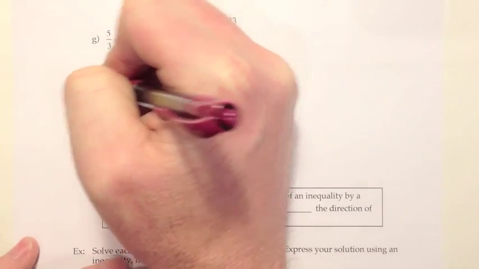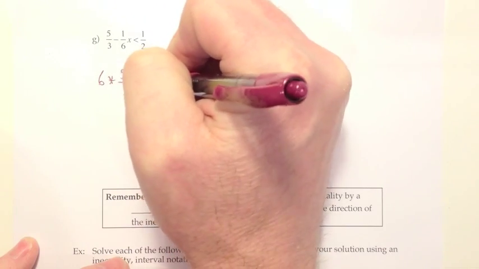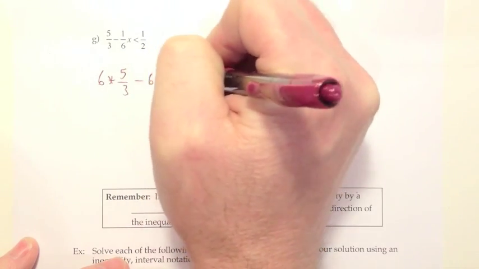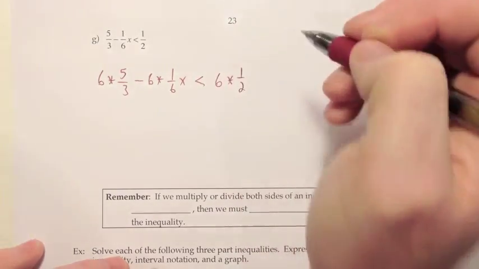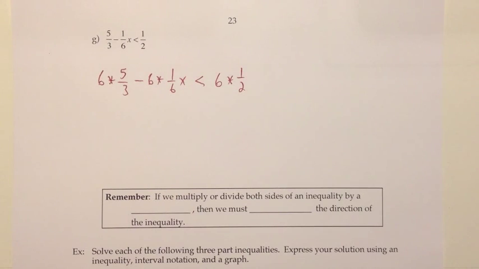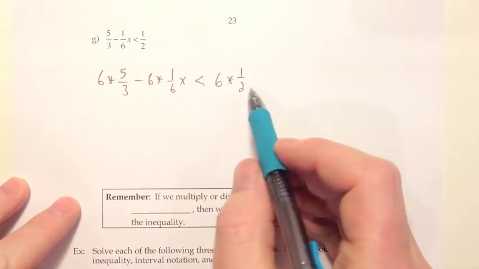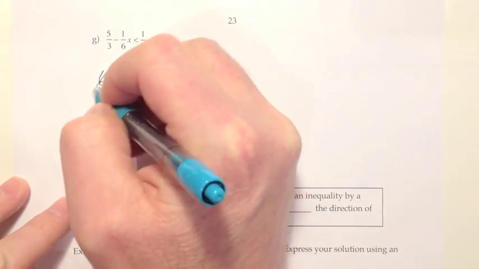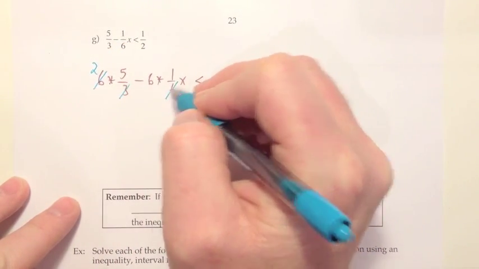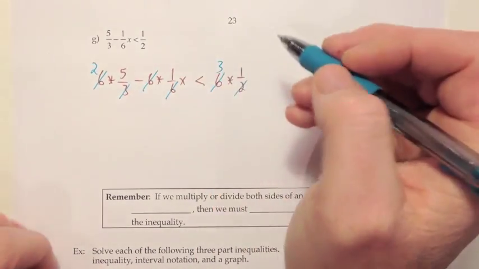So I would take each term and I would multiply that by 6. So 6 times 5/3 minus 6 times 1/6 x, and that would still be less than 6 times a half. It would still be less than because as long as we're not multiplying by a negative, the inequality continues to point in the same direction. And then just showing the canceling here, and this is the reason we multiplied by the 6, it should make all the fractions go away. This denominator of 3 goes into this 6 twice. This denominator of 6 cancels that 6. This denominator of 2 goes into that 6 3 times.